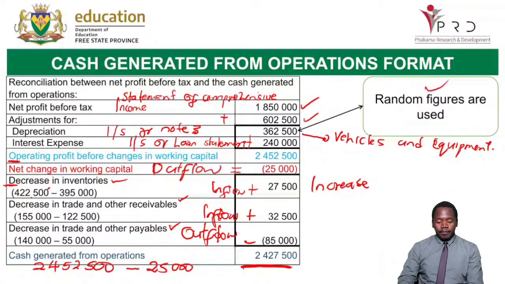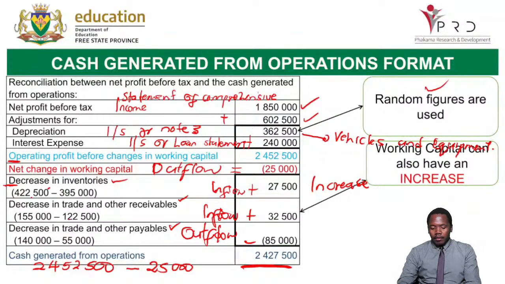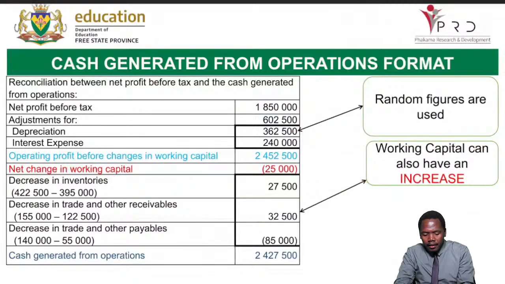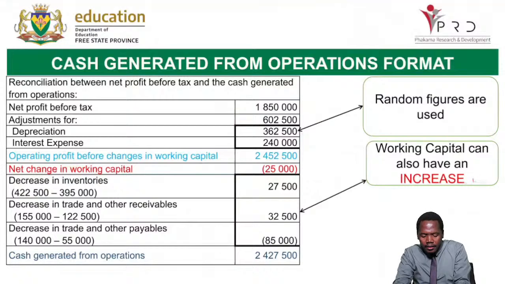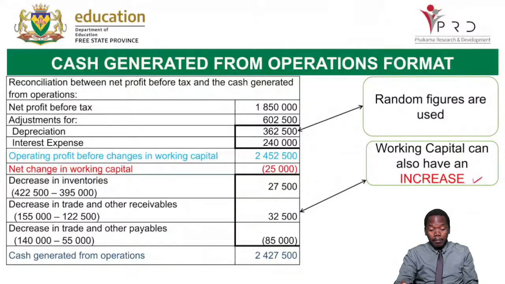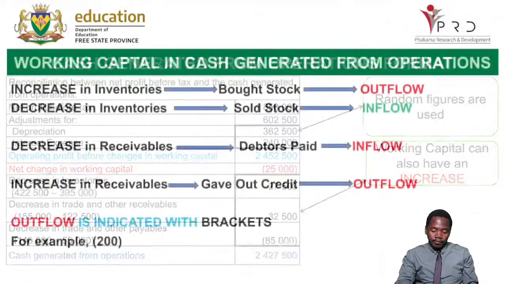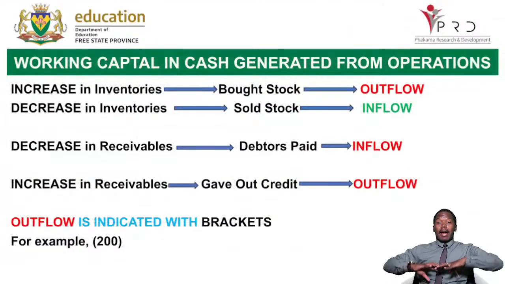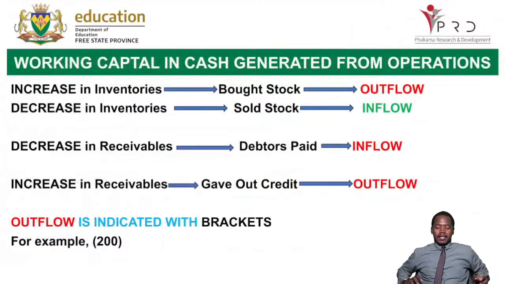Now let us move on. As we have said here, the working capital can also have increase. I've already elaborated on this one. Working capital can also have increase. Now, I want us to elaborate. Let us unpack the working capital in the cash generated from operations. How do they work? This is what you need to know now.